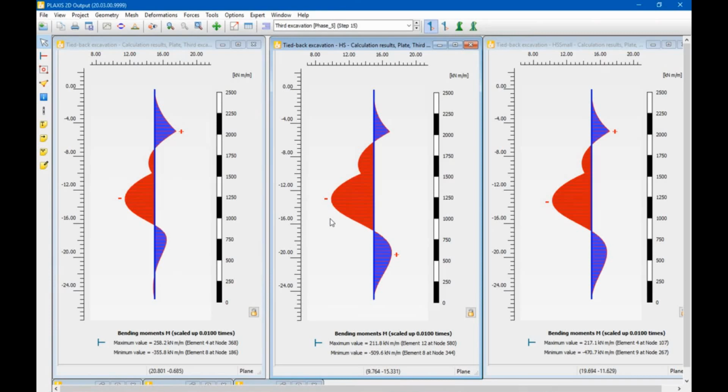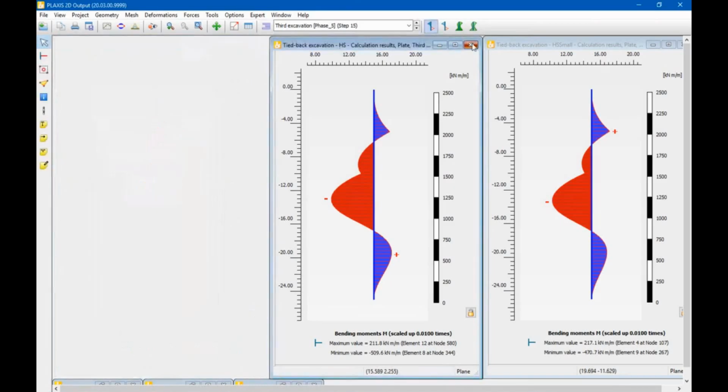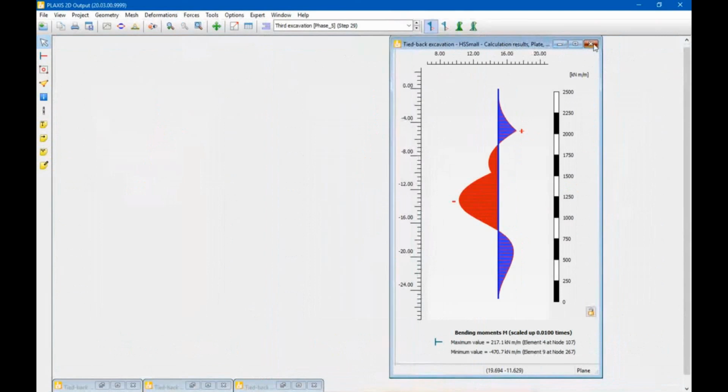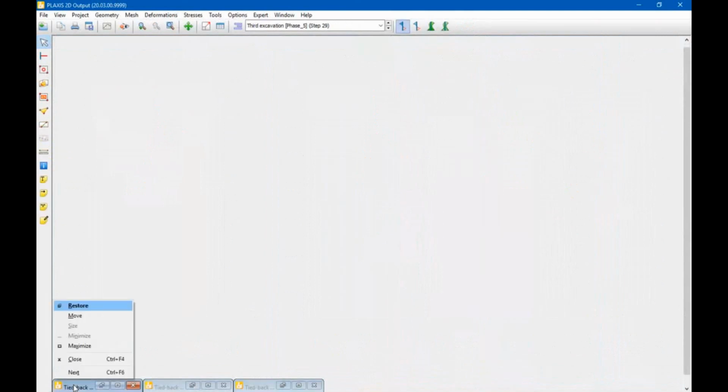But since the values are smaller than the field value, the field moment is the one you will take into account for the design of your sheet pile wall or whatever you want to use. You have to be aware that Mohr-Coulomb has the habit of underestimating bending moments for excavation problems compared to more advanced models, which give more realistic soil behavior and therefore also more realistic results. So that is about the bending moment. That was the second result I wanted to show.